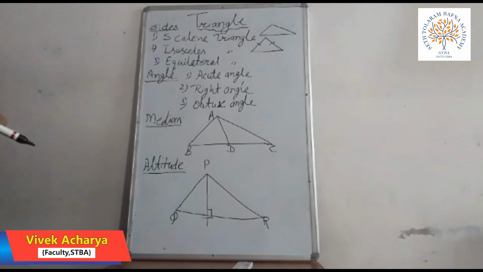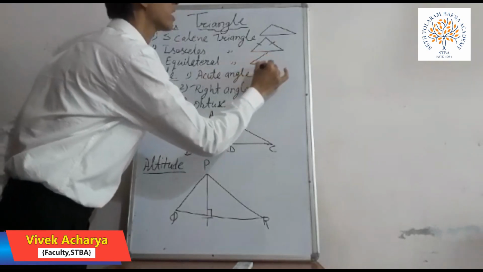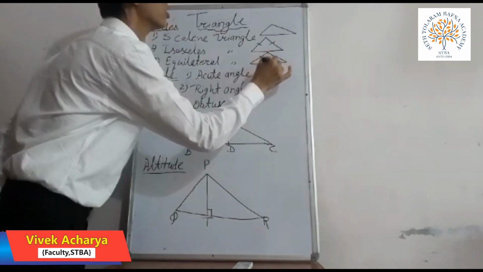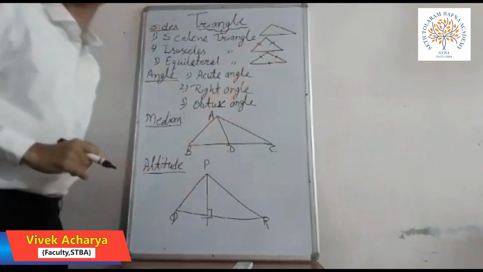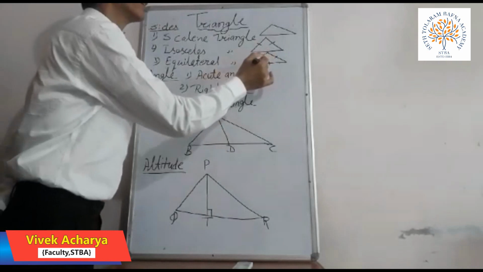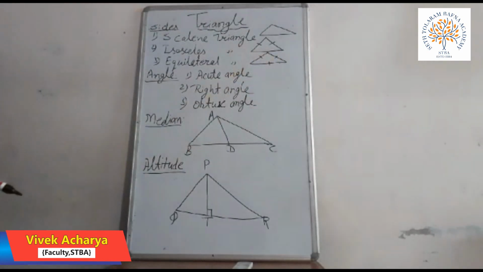And the third one is equilateral triangle. When all three sides of a triangle are equal, then it is a equilateral triangle. When we say all three sides of a triangle are equal, for example, all three sides of this triangle are equal, then it is equilateral triangle. The symbol shows that single means all three sides of this triangle are equal. So we will say it is a equilateral triangle.